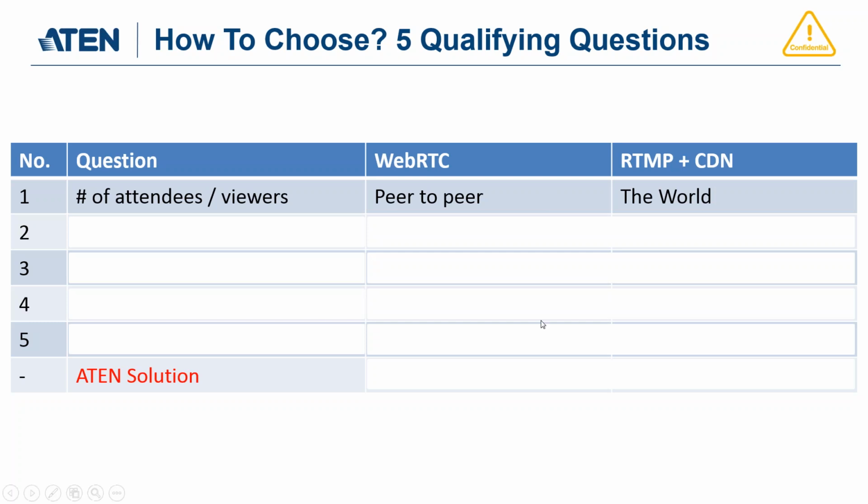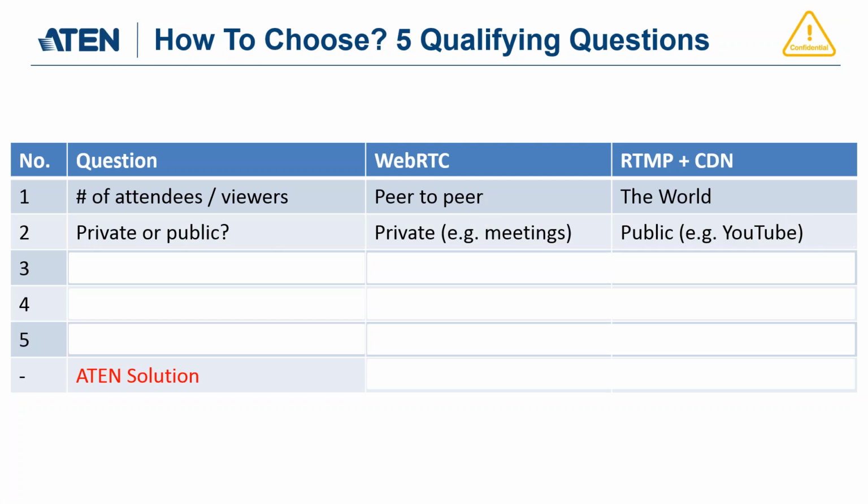So if today you are talking about peer-to-peer, well, WebRTC might be a good choice. But if you're talking about, hey, I want to send a video out to the world for the public to see it, then definitely RTMP with CDN. The second question is: is it going to be private or public? Well, for sure, if you want it to be private, for example, like corporate meetings, then WebRTC. But if you want to go public to the world, like to the YouTube channel, then RTMP.